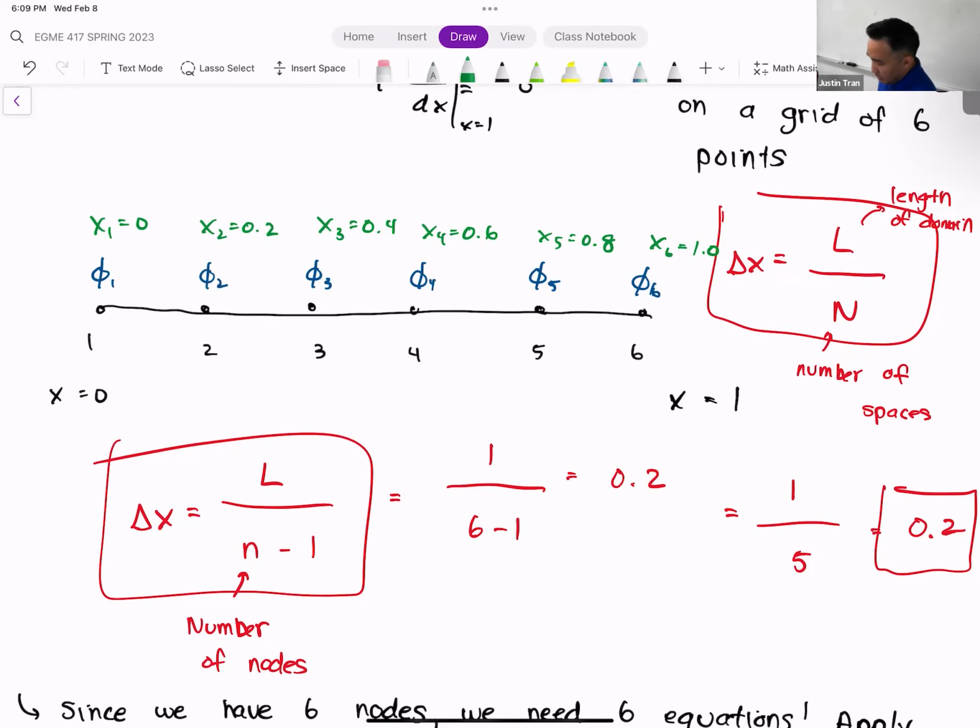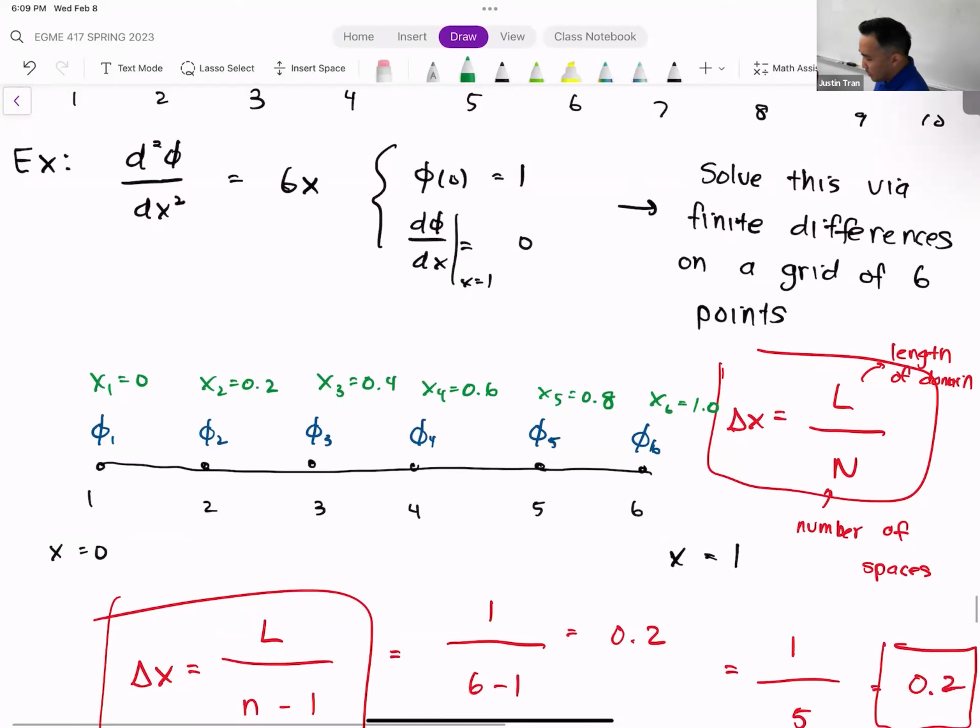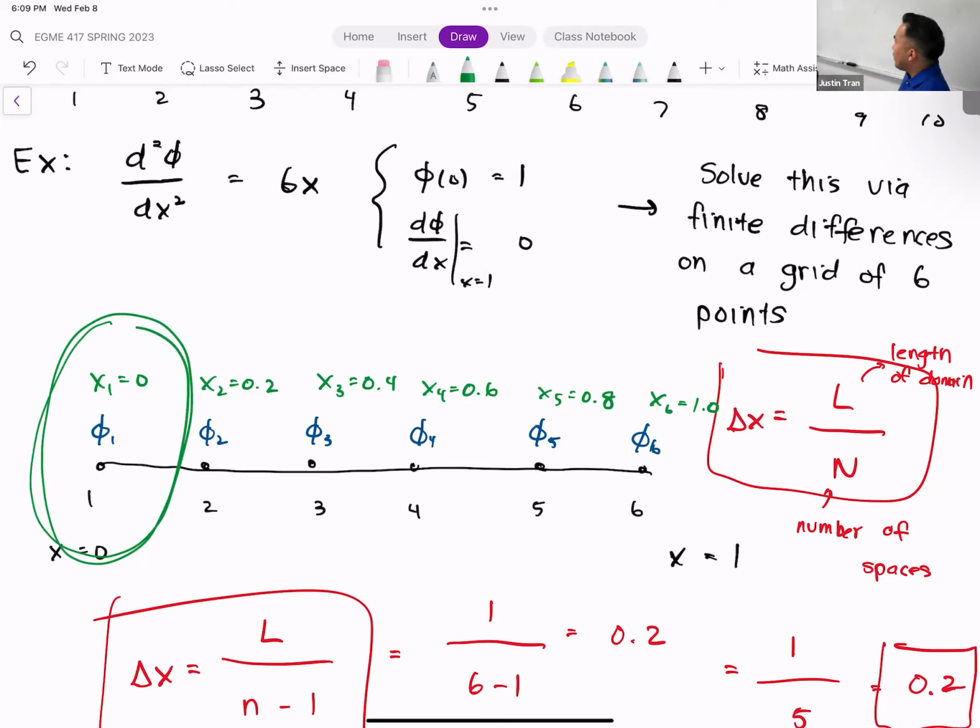Okay. All right. And so when we look at our boundary condition, what that's saying is that the value of phi at x equals 0 has to equal 1. Okay. Let's look at our domain here and find the place where x is equal to 0. And so we know that when x is equal to 0, we're talking about node 1, right? So node 1 is physically situated at x equals 0.